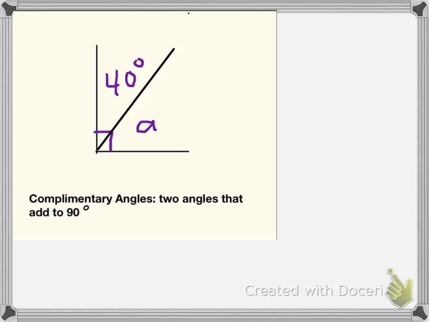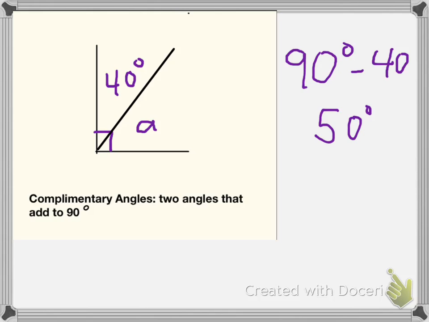So when we did the same strategy with supplementary angles, we knew that our total was 90 degrees. We know one of our angles is 40. If we subtract that, that's going to give us our missing angle. So when we subtract that, we get 50 degrees. Again, we can check our answer and see if our sum equals 90. And it does, so we are correct.